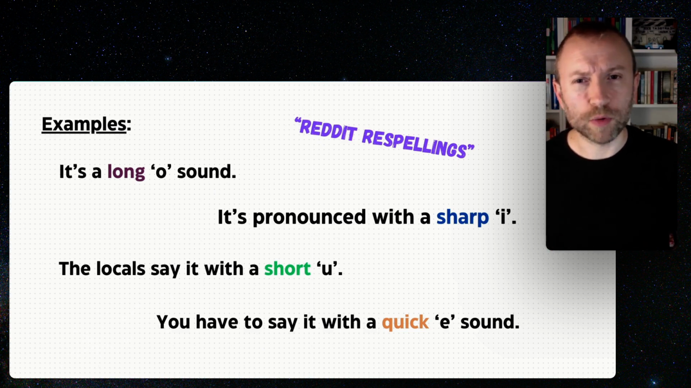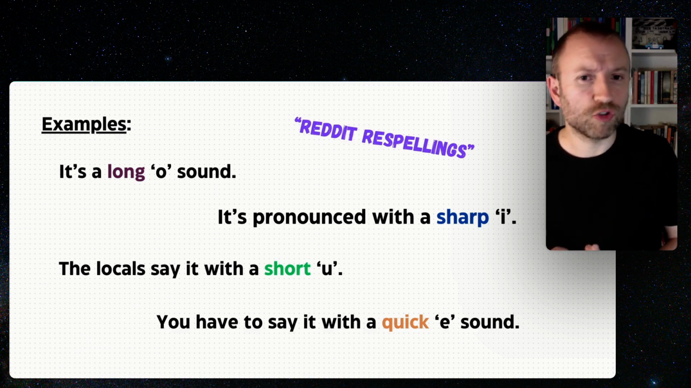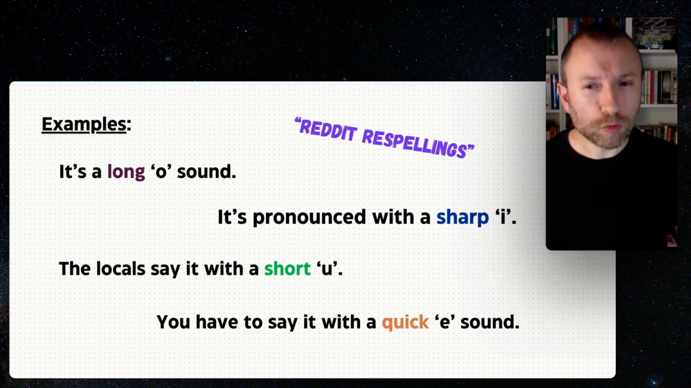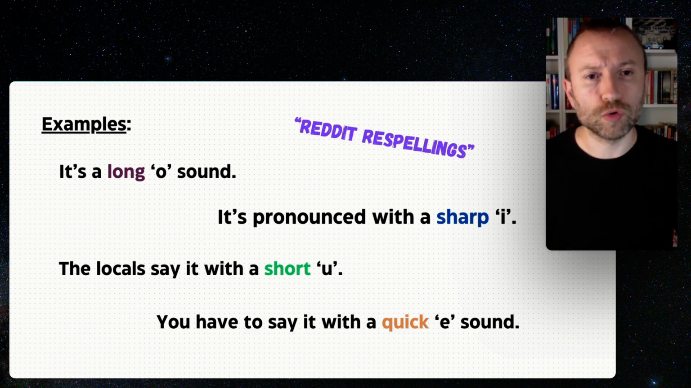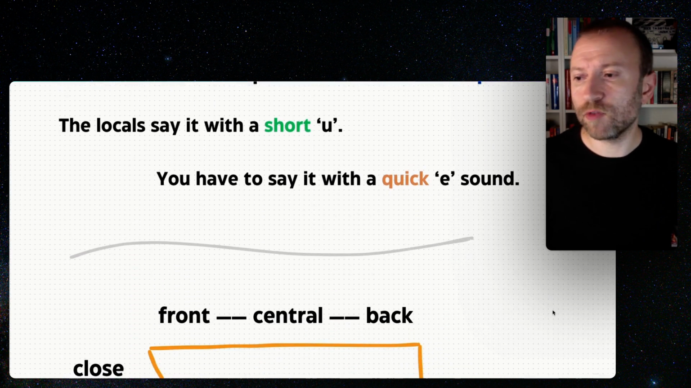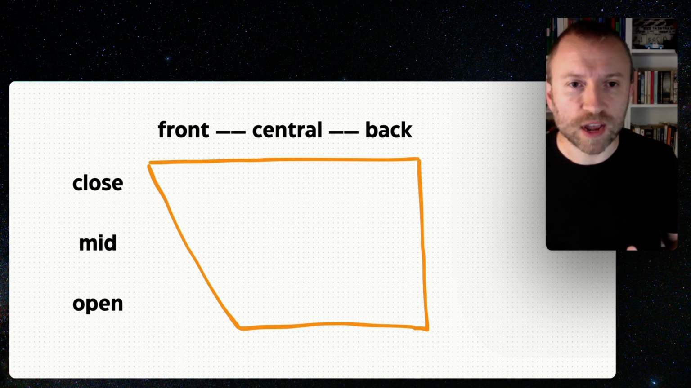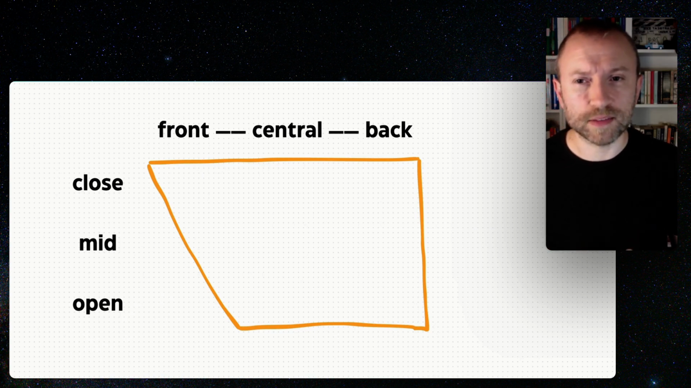Linguists describe vowels as being either front, central or back, and either open, mid or close. This corresponds to the 2 axes of the vowel space represented by this diagram, which I promise is not as abstract and scary as it first might seem. It's really just a drawing of your mouth.